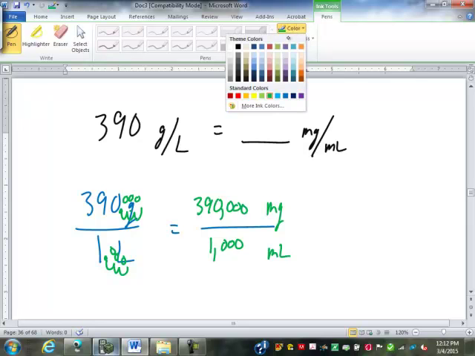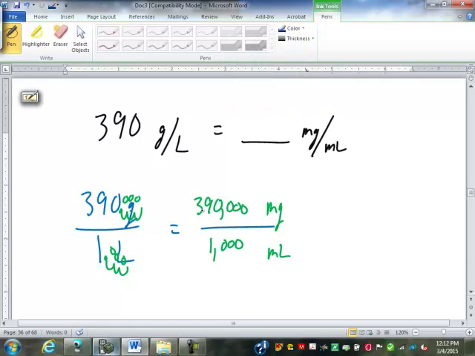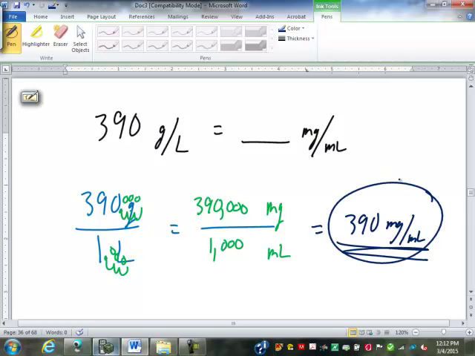Just like before, we want to make this a unit rate, so we're going to divide by that denominator. 390,000 divided by 1,000 is 390 milligrams per milliliter. So you can see in that case, because both units, the grams to milligrams and liters to milliliters, changed by that same factor of 1,000, the number itself didn't even change.